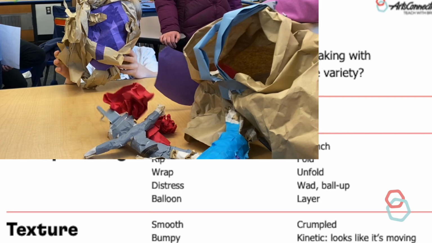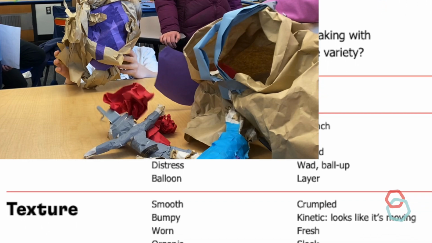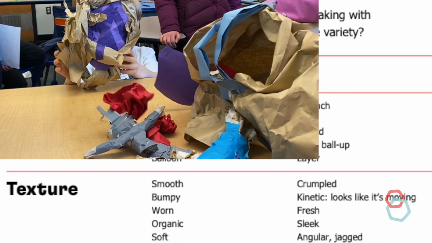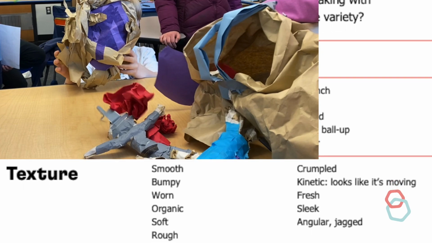And other ways that kids could make choices with the 3D butcher paper sculptures would be like texture. They could make decisions about the texture of how they're using the paper. So it might be smooth is a way I could describe it, crumpled or bumpy. I might describe it as looking kinetic, like it's moving almost. There's movement to the texture of the paper.